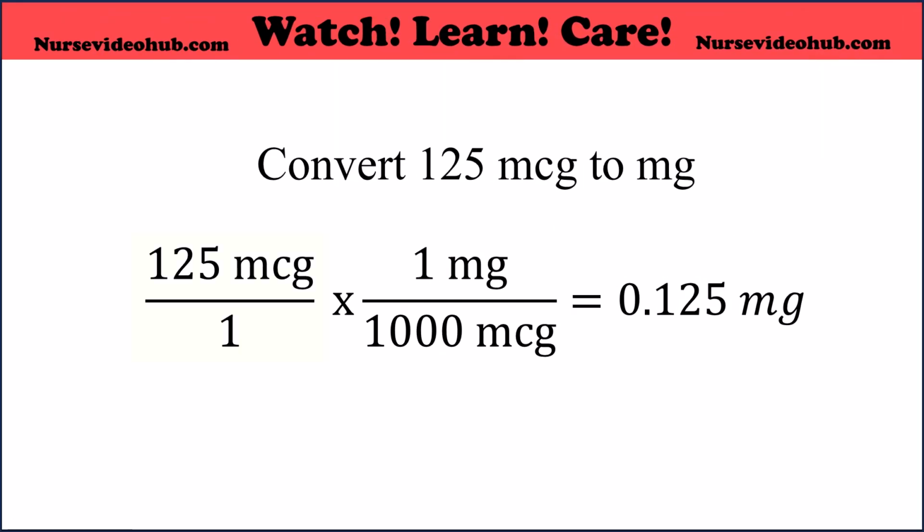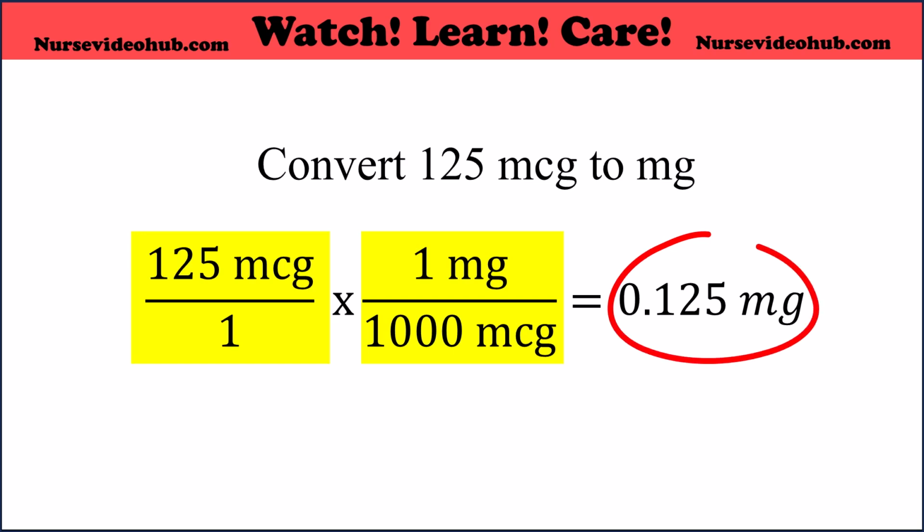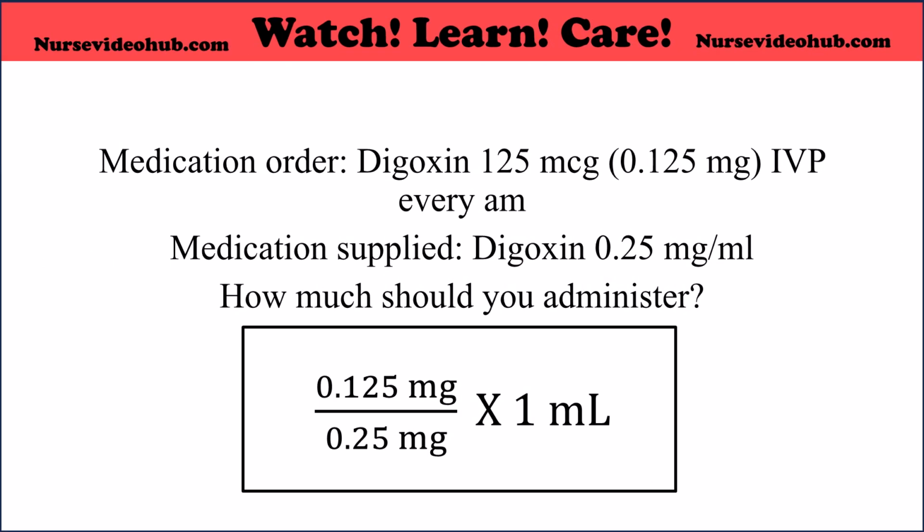Place the dose you have over 1. 125 micrograms over 1. Multiply that by the conversion factor of 1 milligram equals 1,000 micrograms. The desired dose is converted to 0.125 milligrams. Now you can fill in the formula. Start by placing the quantity of the medication supplied. In this case, the form is 1 milliliter. Place 1 in the formula where the quantity goes.